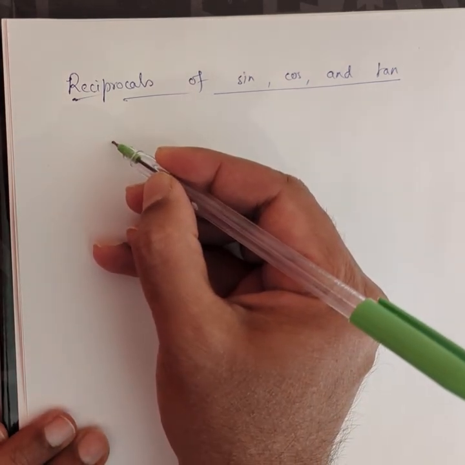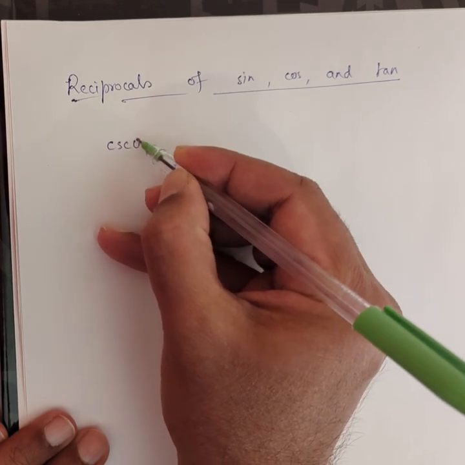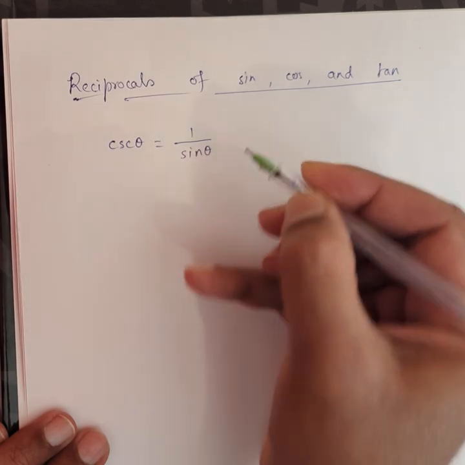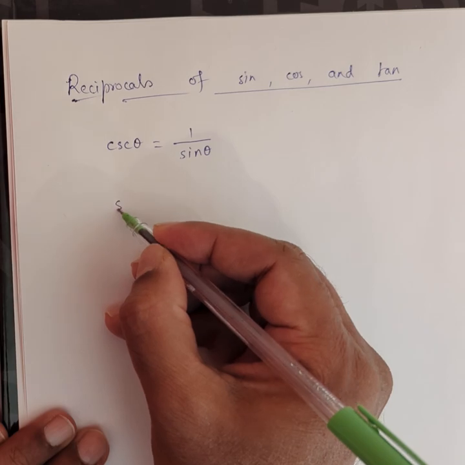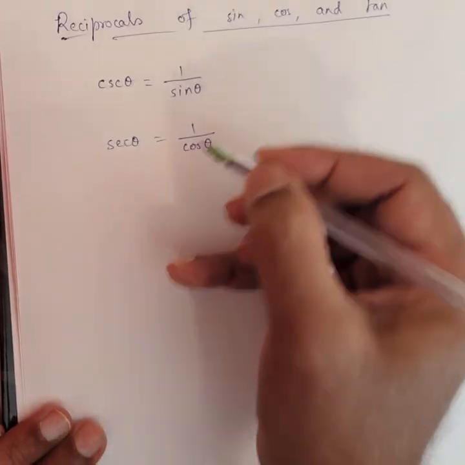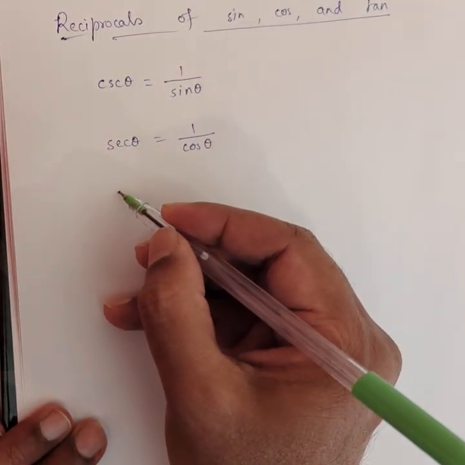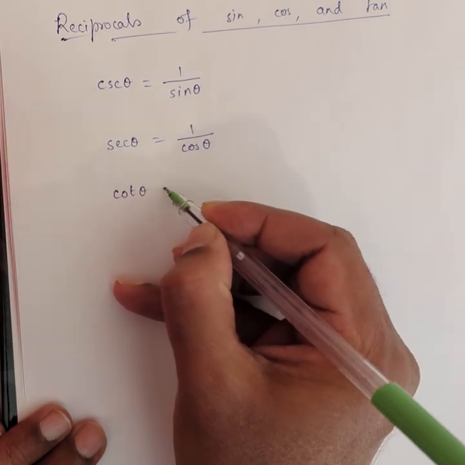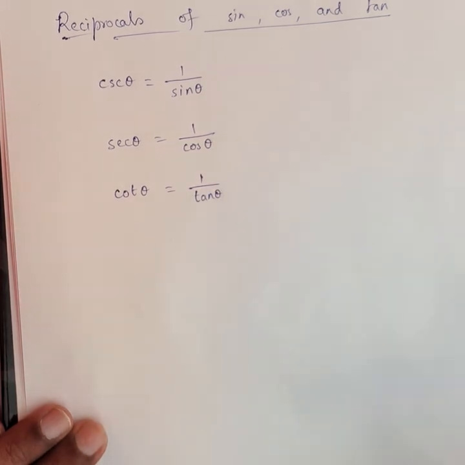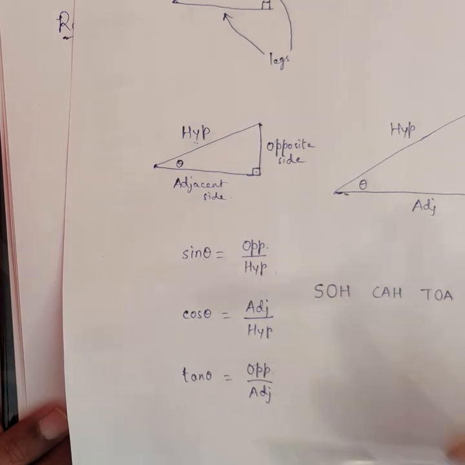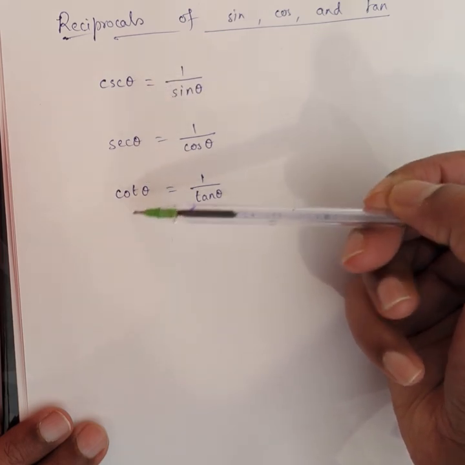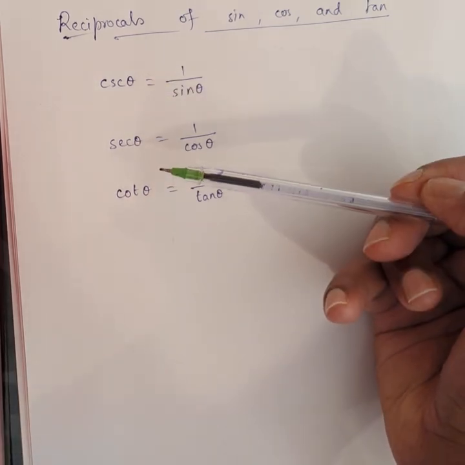Now, it's called cosecant theta. Cosecant theta is 1 over sine theta. Then secant theta is 1 over cosine theta. And the reciprocal of tan is called cot. So cot theta is 1 over tan theta. So usually if you know these three functions, then you automatically know about the other three trig functions, their reciprocals.